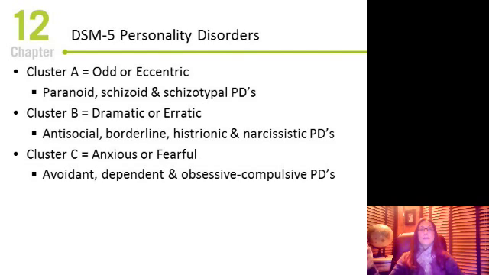Okay, so the DSM-5 with personality disorders, as we said, they're clustered into A, B, and C. We kind of reviewed this. I just put it in here to keep it in, but I put them together. Cluster A is odd or eccentric, which involves paranoid, schizoid, and schizotypal. Cluster B is dramatic or erratic, which is antisocial, borderline, histrionic, and narcissistic. And then cluster C, which is anxious or fearful: avoidant, dependent, and obsessive compulsive personality disorders. Okay?